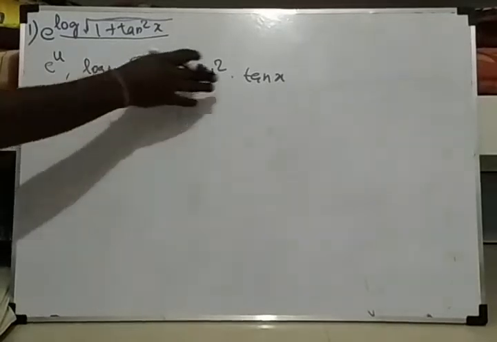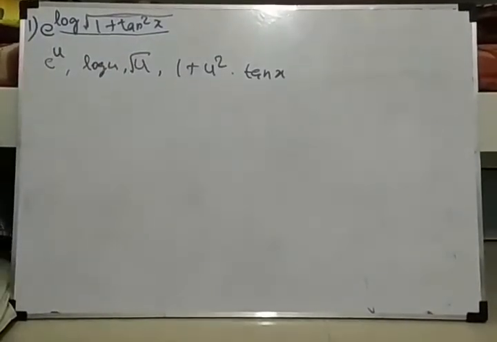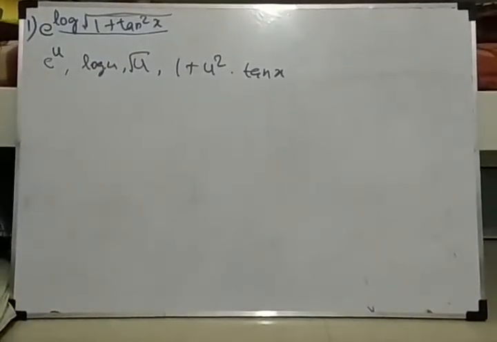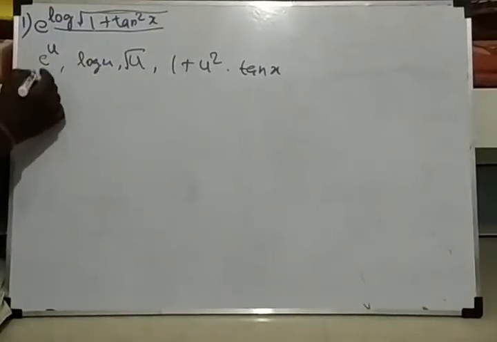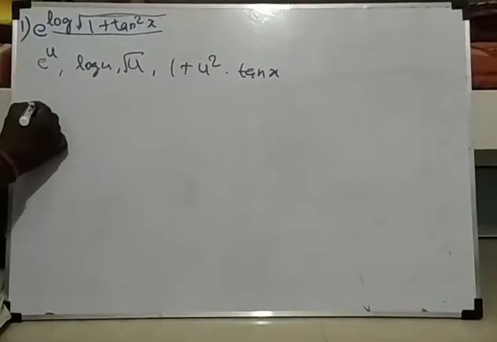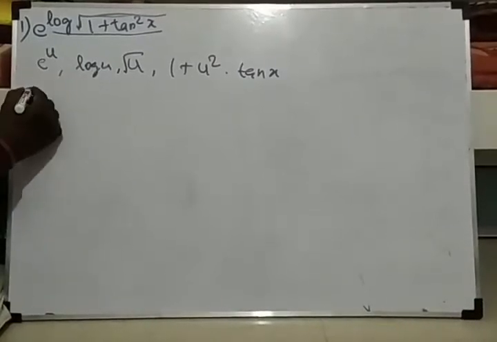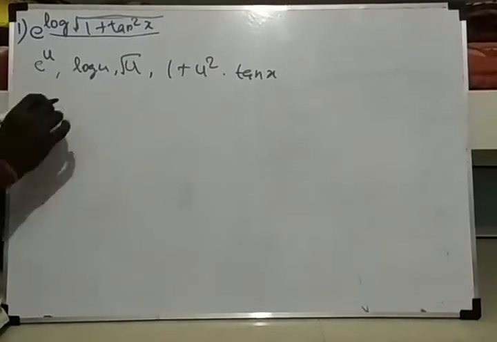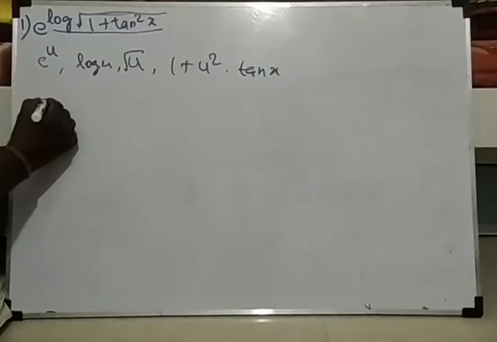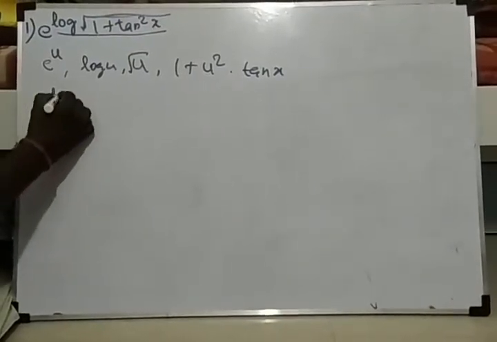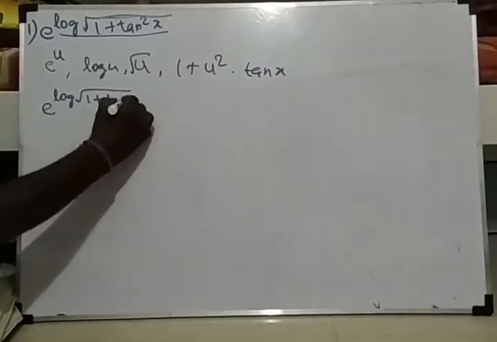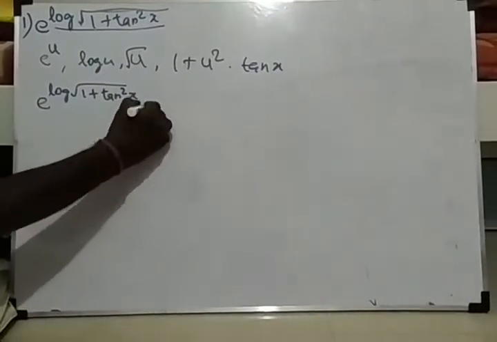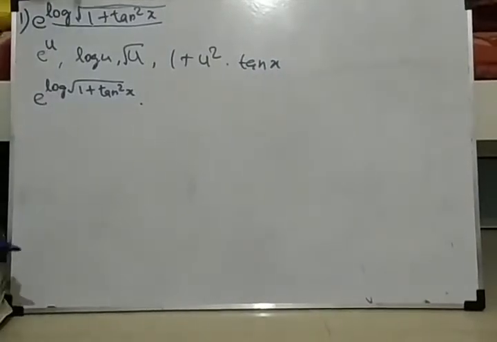Now we have to do so many differentiations using the chain rule. So let us go one by one. First, e to the power of u, differentiation of e to the power of u is e to the power of u only. So let us write that: e to the power of log of 1 plus root of 1 plus tan square x. So the differentiation of u is done.